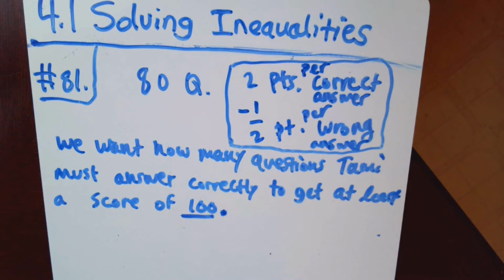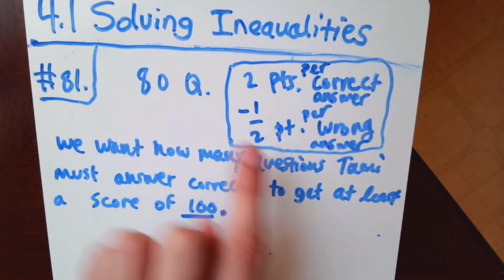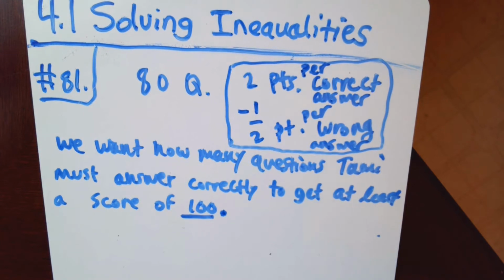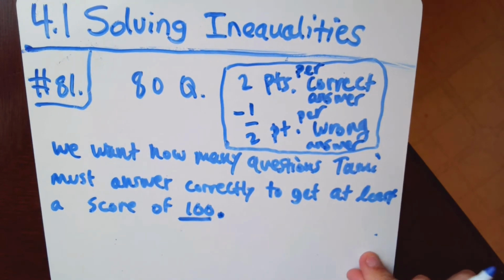In this video we're going to cover section 4.1 and talk about question number 81 in the textbook for this section. It's on page 233 for my text. What they tell us is that there are 80 questions on a college entrance examination. 2 points are awarded per correct answer and a half point is deducted, so I did it as minus a half point per wrong answer. What we want to determine is how many questions Tammy must answer correctly to get a score of at least 100.